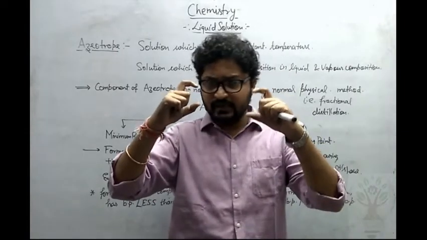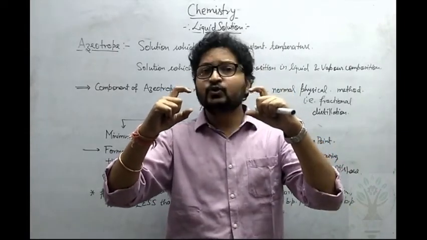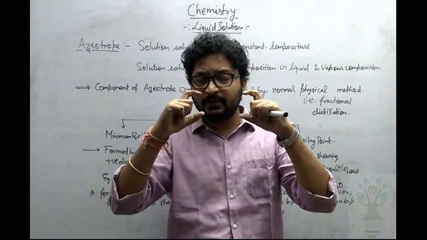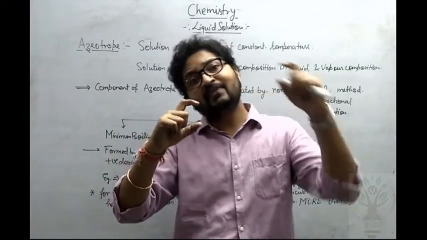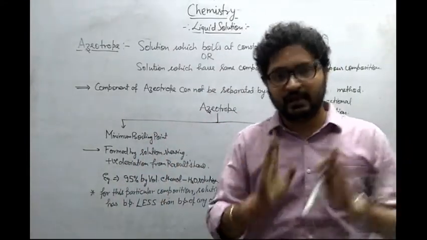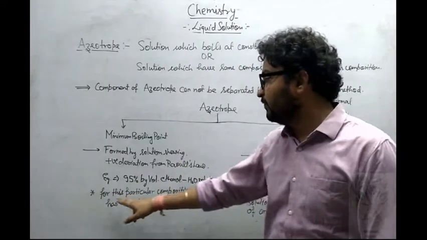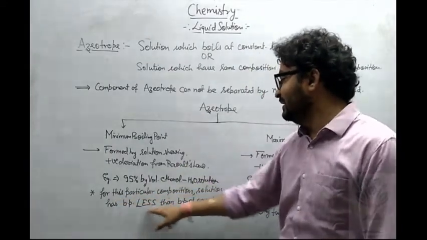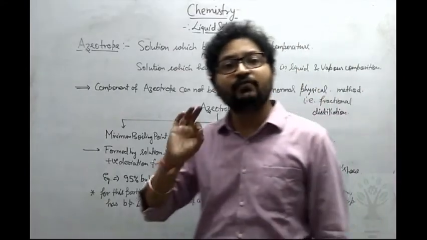A has BP 60, B has BP 70. So an azeotropic mixture or azeotropic solution will have BP even less than 60. Means it will have BP around 55, maybe 50, like that. Okay, so for this particular composition, a solution has BP less than the BP of either of the two.